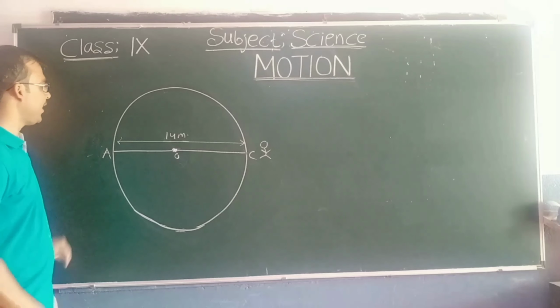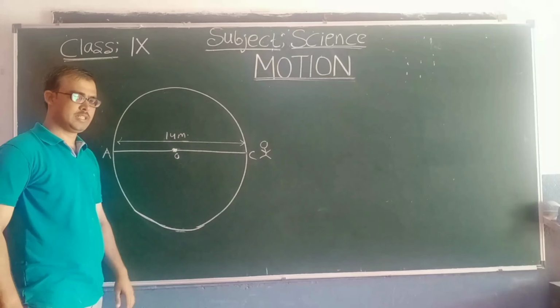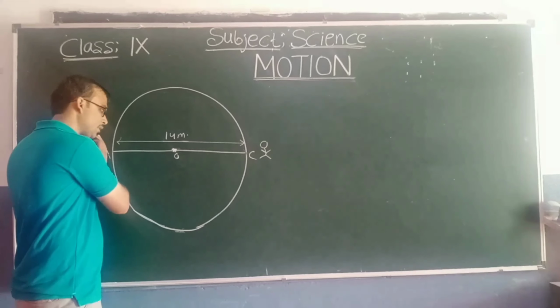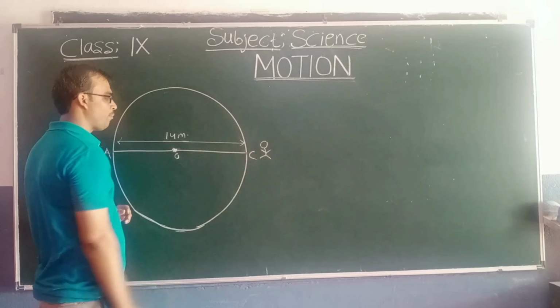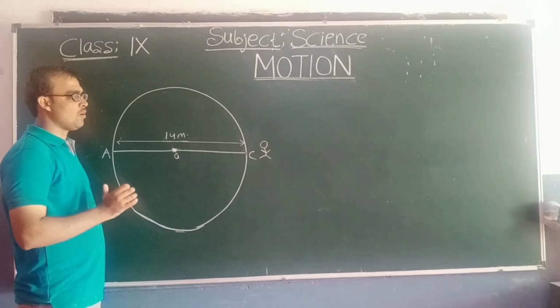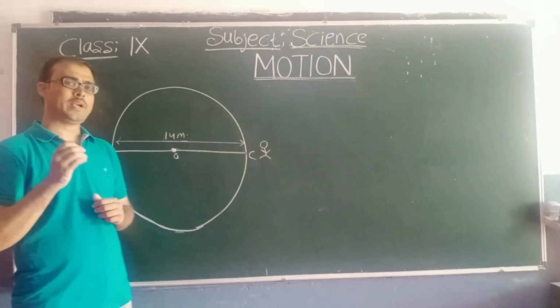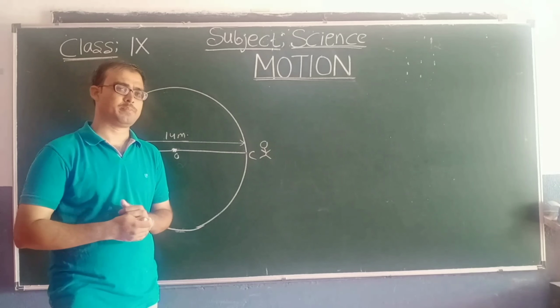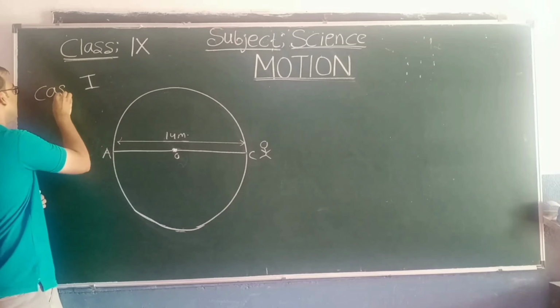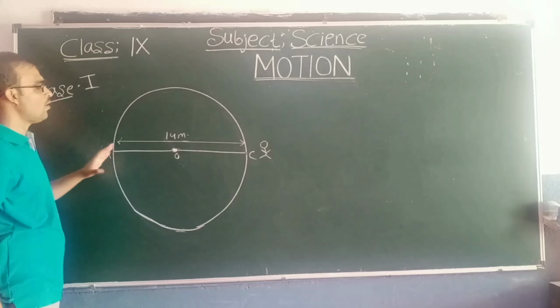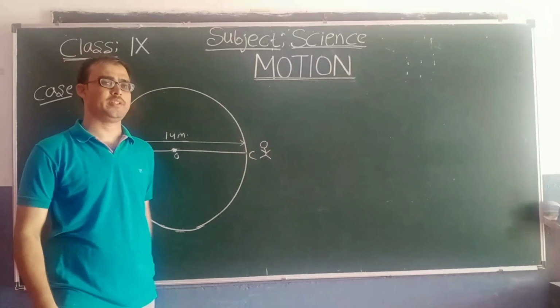He moves from A and stops at C. Initially he is at this point, and he has moved from here to here and stopped at a point C. So now, what is the distance traveled and displacement in the first case? Okay, so this is case 1. What is distance and displacement in this case?